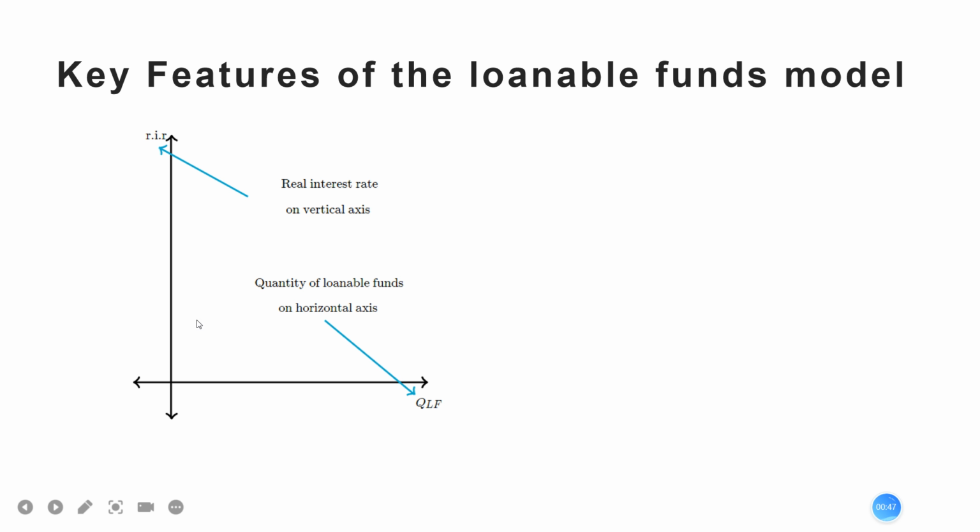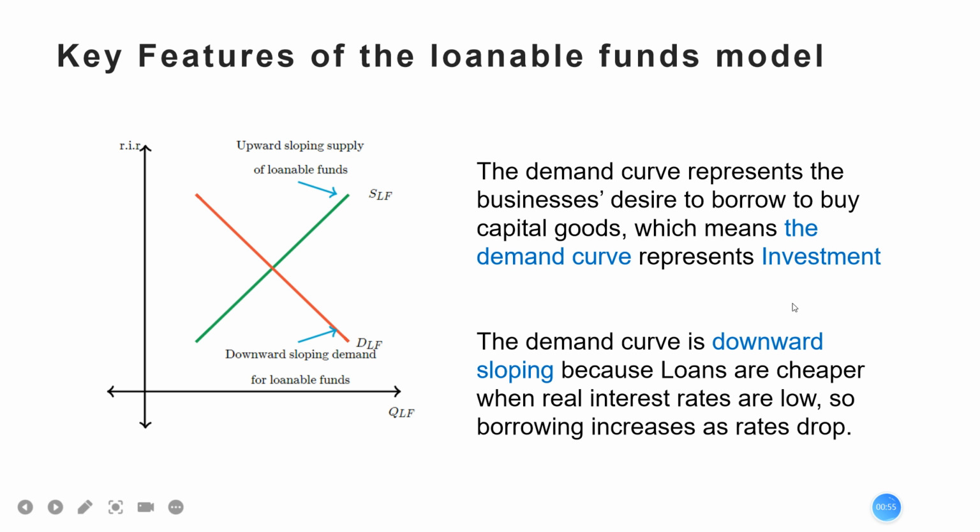This vertical line is the real interest rate, and this horizontal line is the quantity of loanable funds. And this downward sloping line is the demand curve. The demand curve represents business desire to borrow to buy capital goods, which means the demand curve represents investment. And the demand curve is downward sloping because loans are cheaper when real interest rates are low, so borrowing increases as rates drop.